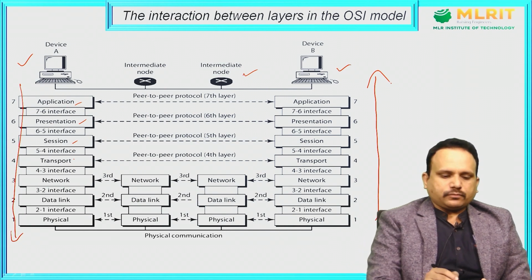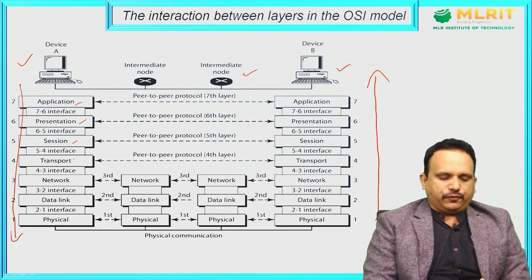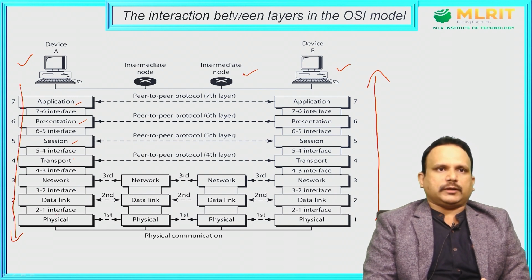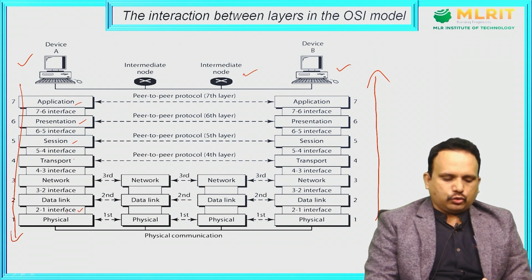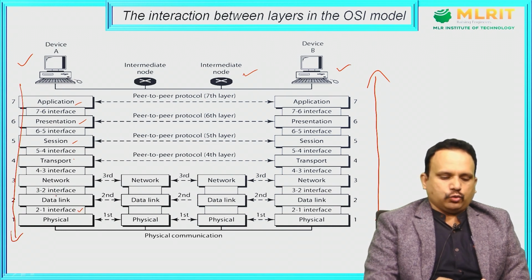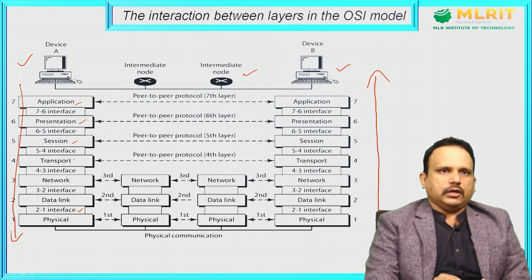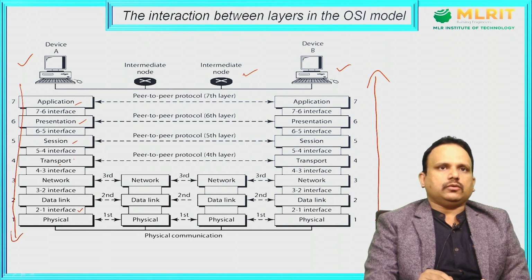Right? So for each and every layer, there is an interface. What is this interface? For example, the interface between physical and data link, we call it a 2-1 interface. That means the interface is established between the first layer and the second layer. 2-1 represents the layer numbers, nothing other than that. If you consider 3-2, it is an interface between the second layer and the third layer. What is the second layer? Data link layer. What is the third layer? Network layer. If you go for 4-3, in the same way, the third layer is network layer and the fourth layer is transport layer. This is how the interface works.